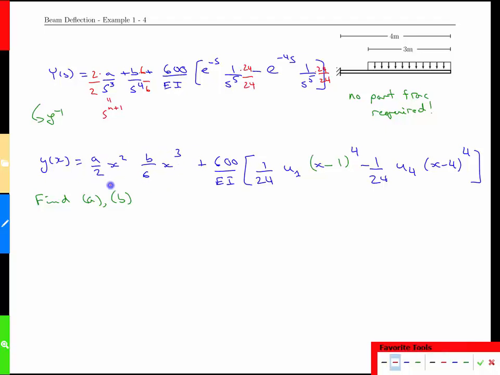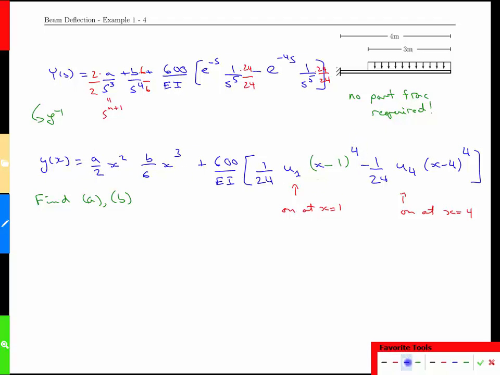We're going to have this basic function here, and then at x equals 1, we're going to activate this function, and this one here is going to get activated at x equals 4. That's a little less interesting because that's actually the end of our beam, so we might be able to skip that completely. The main part of our function will be this down to the start with the a and the b terms.